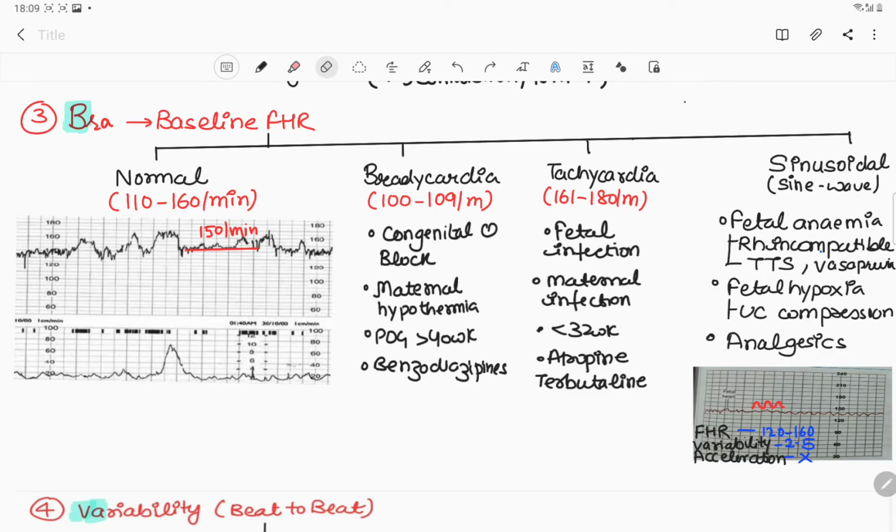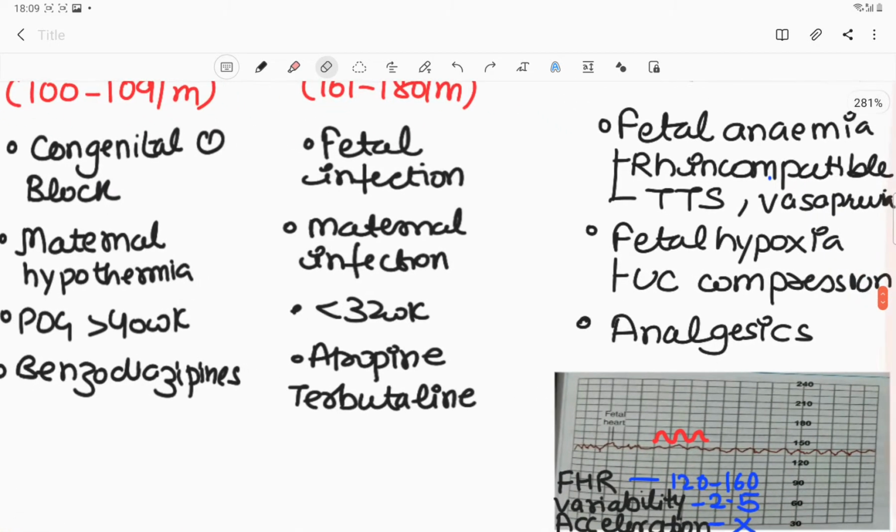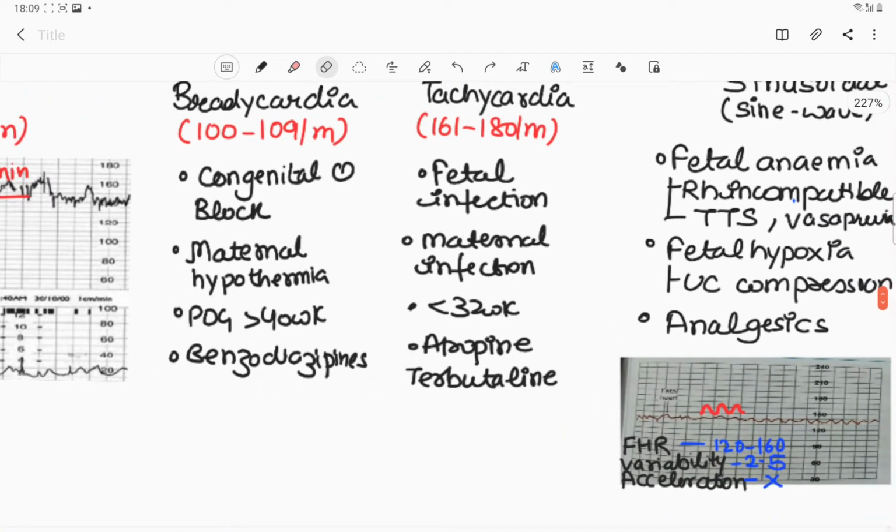There is another pattern known as sinusoidal or sine wave pattern. It occurs during fetal anemia. Indications leading to fetal anemia: Rh incompatibility, twin-to-twin transfusion syndrome, and vasa previa. In all these conditions, there is destruction of fetal RBCs which can lead to fetal anemia. Second is fetal hypoxia, which can occur during umbilical cord compression, or third, if the mother is on analgesics.